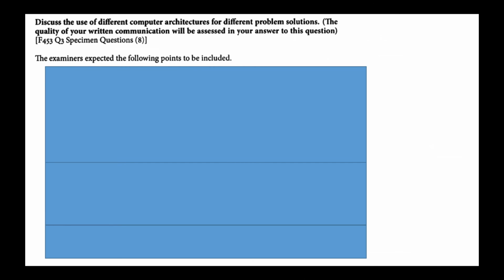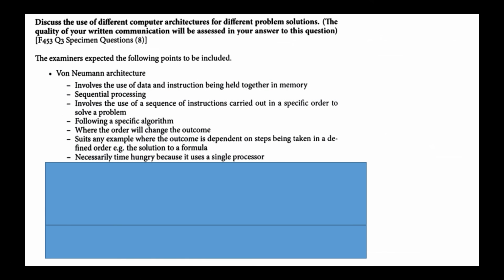The answer is that you describe the use of different computer architectures. So this would be when you're talking about the different types of architectures. So there's the von Neumann architecture, which involves the use of data and instructions held together in memory. Sequential processing involves a sequence of instructions carried out in a specific order to solve a problem, following a specific algorithm where the order will change the outcome.